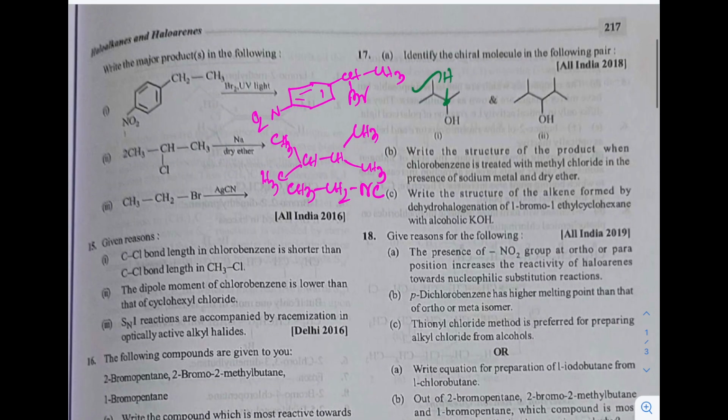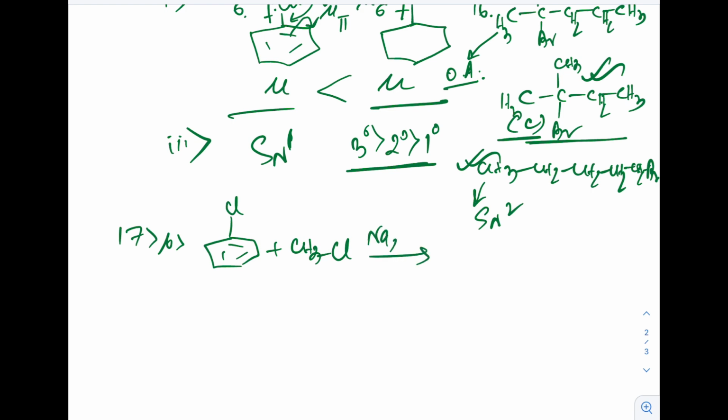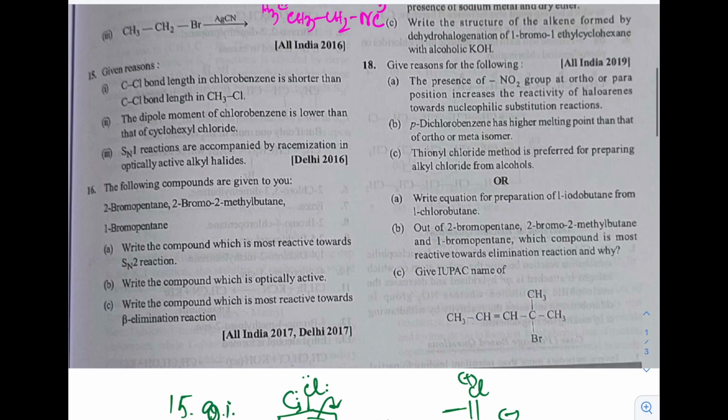Next, question B. Write the structure of the product when chlorobenzene is treated with methyl chloride in presence of sodium metal and dry ether. So we are going to solve 17B. Chlorobenzene plus methyl chloride, sodium, dry ether, Wurtz-Fittig reaction. The main product will be toluene here. 17B is done.